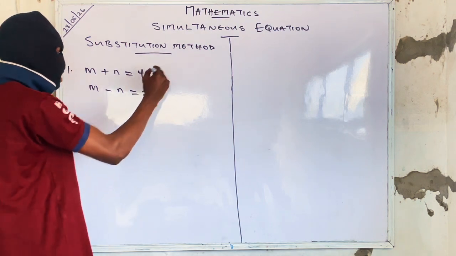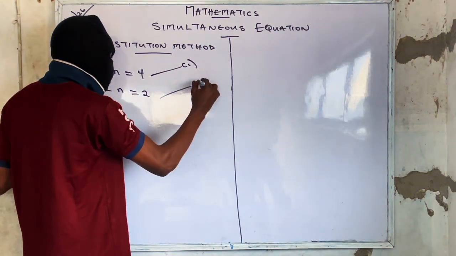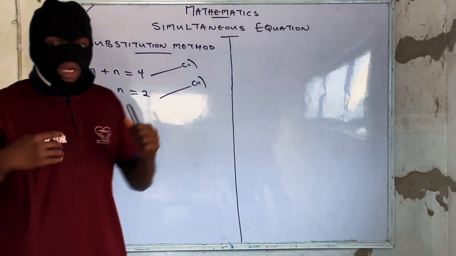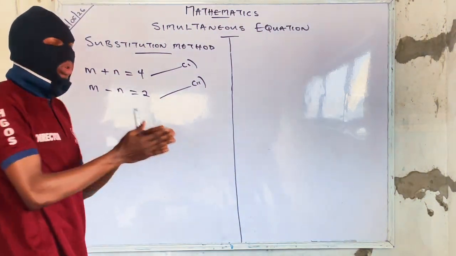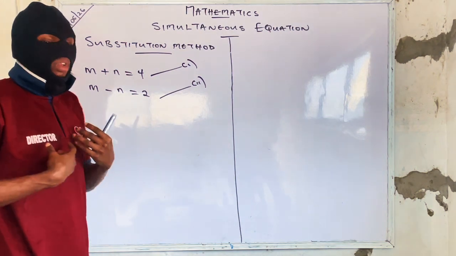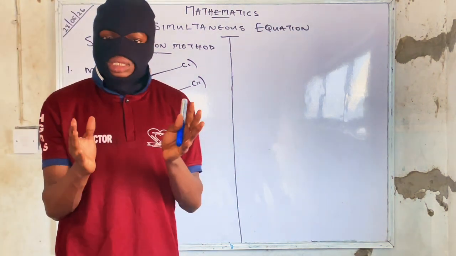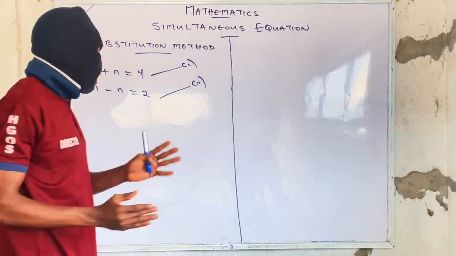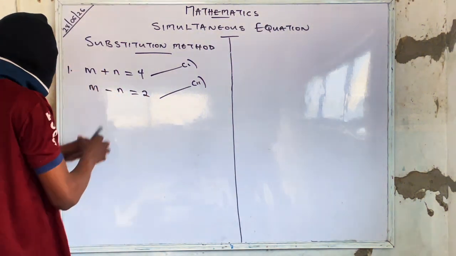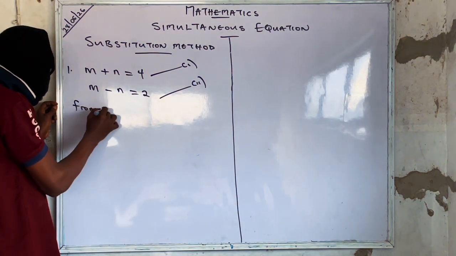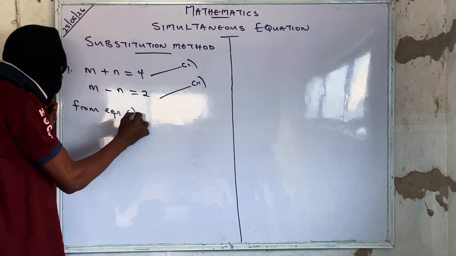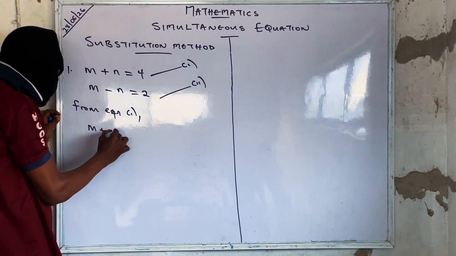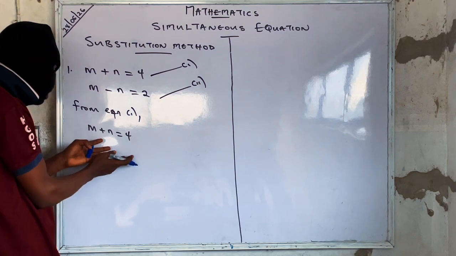First thing I'm going to do is name the equations. You have equation 1 and you also have equation 2. You can choose any equation that you want to use, so that you can look for the subject of the particular variable that you want to use. Let's start with equation 1. You have m plus n equals 4, which is my equation 1.